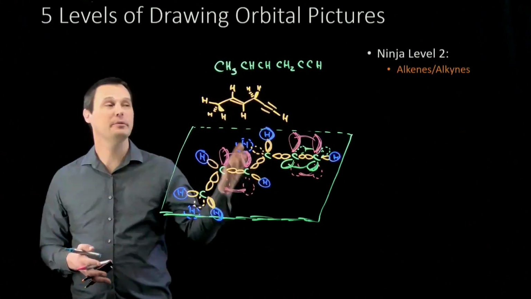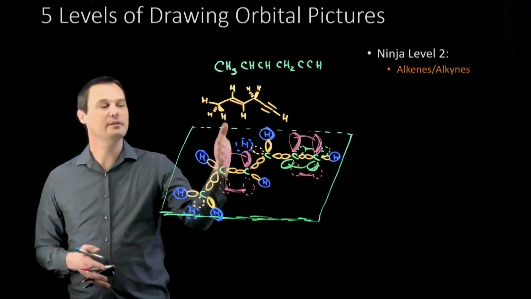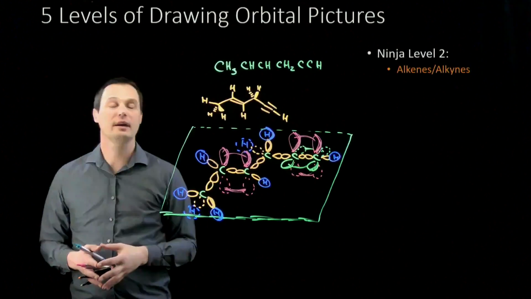This completes the orbital drawing picture for molecules that involve alkenes and alkynes. We'll keep the trigonal planar atoms in that perspective plane so that we can put the unhybridized p orbitals above and below this perspective plane, and as we need to, we can add the extra p orbitals for the alkyne.